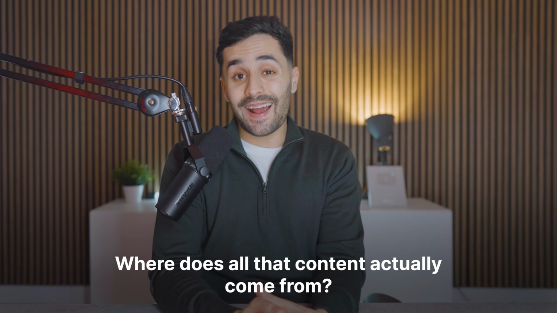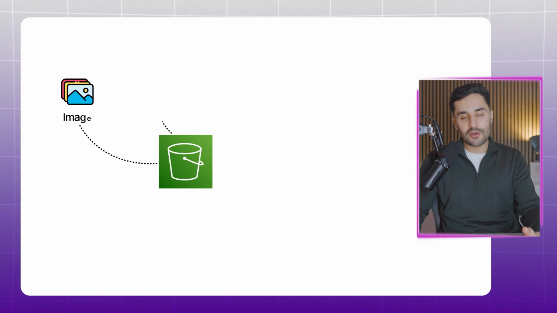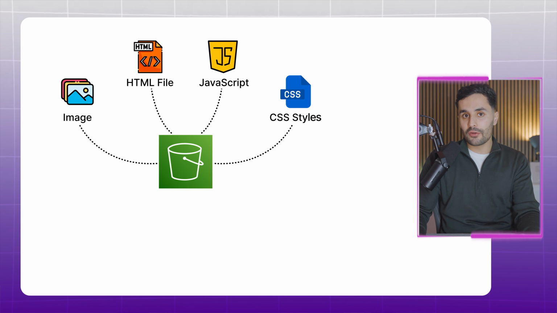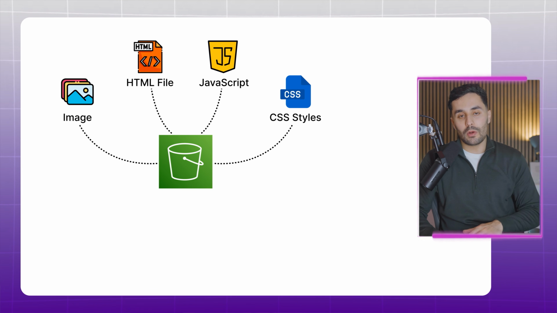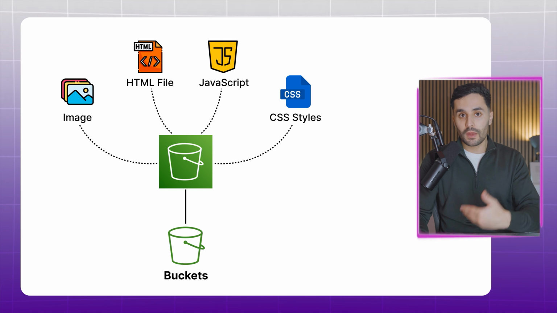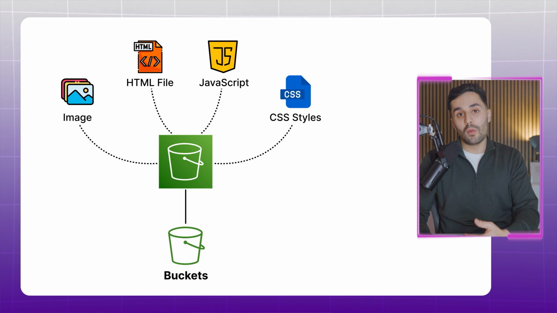So let's start with part 1, static content hosting and delivery. When someone types your website address into the browser, where does all of that content actually come from? Well, it's at the heart of most AWS platforms, and that is S3, Simple Storage Service. This is where all of your website files live: every image, every HTML file, all your JavaScript code, your CSS styles, literally everything that makes up your website. S3 organizes these files into what we call buckets, which are like the root folders of your website.